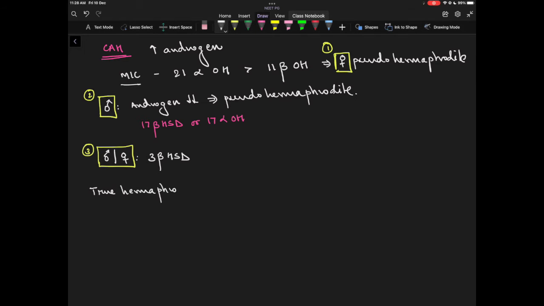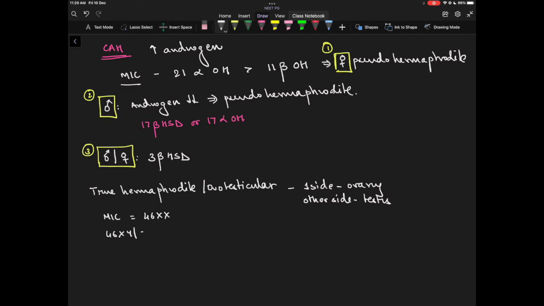Coming to true pseudohermaphrodite, also called ovotestes. That is, one side will have fully functional ovaries and the other side will have testes. The most common karyotype is 46XX, and rarely we can see 46XY or mosaicism.